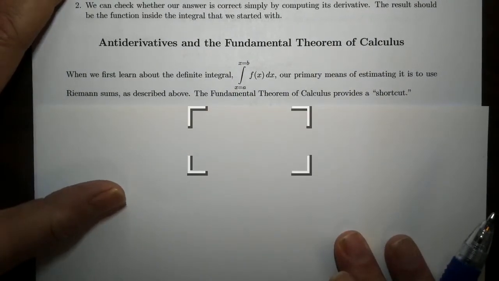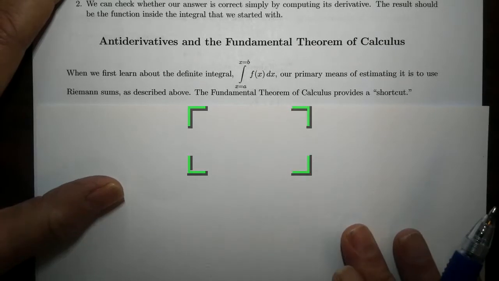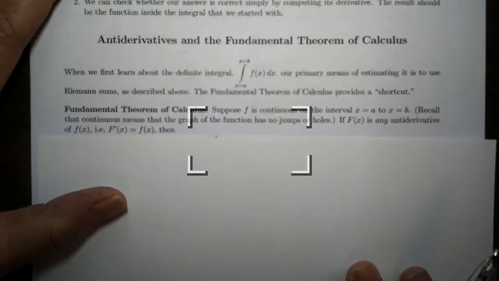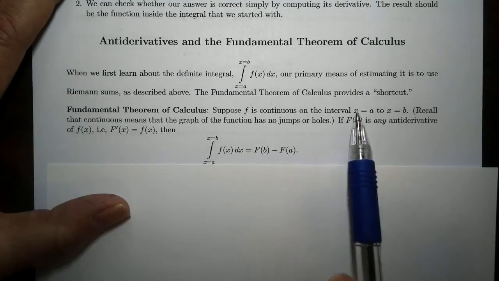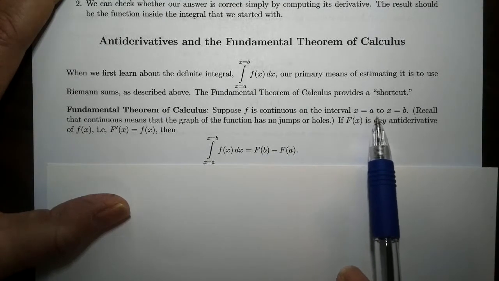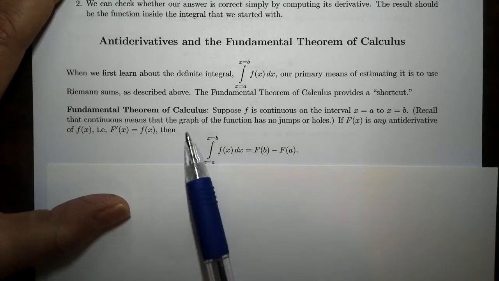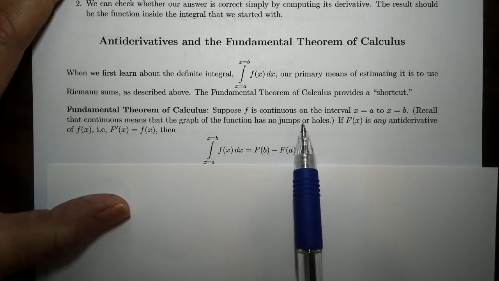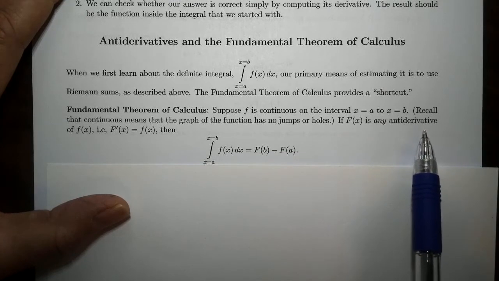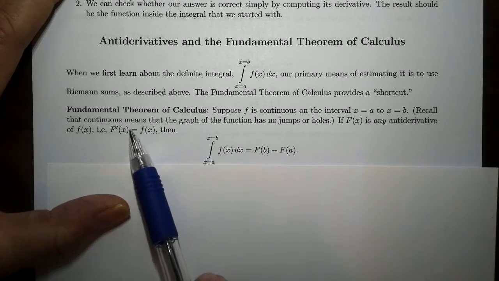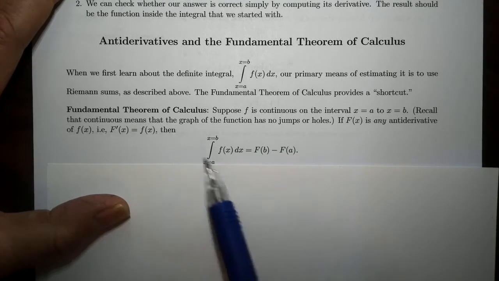So initially, we can only estimate definite integrals using Riemann sums, but the fundamental theorem provides us a shortcut. Let's suppose that we have a function little f which is continuous on the interval from a to b. That means that the function is well behaved, it doesn't have any jumps or holes or asymptotes. Let's suppose that capital F is an antiderivative. That means that the derivative of capital F is little f.